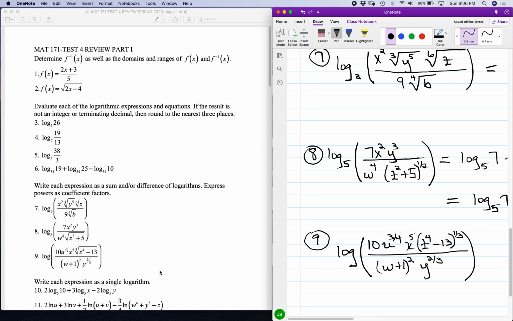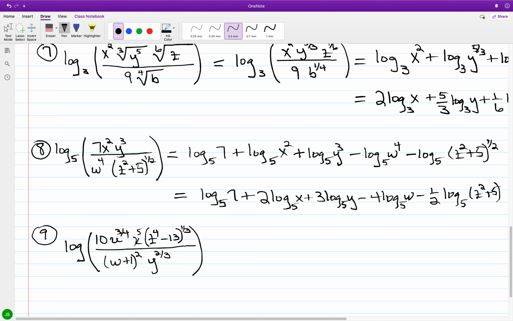Okay, for number 9, we have log, which would be in reference to a base 10 logarithm. And here we have that of 10 times u to the 3/4 times x to the 5th times the cubic root of z to the 4th minus 13, all over the square of the quantity of w plus 1, and we have times y to the 2/3. Now, working with what we have here, for the cubic root of z to the 4th minus 13, writing as a non-integer exponent, we have the quantity of z to the 4th minus 13 raised to the 1/3.